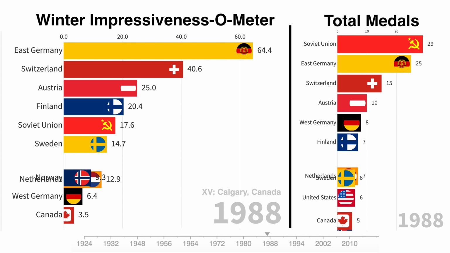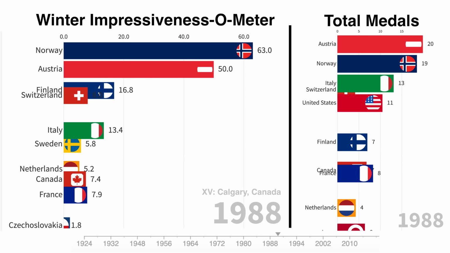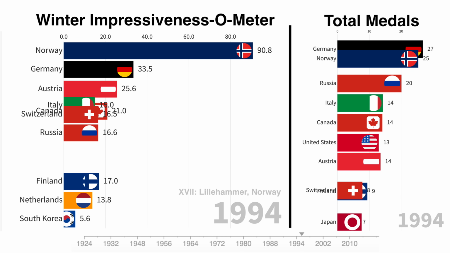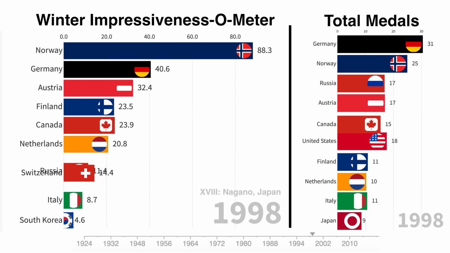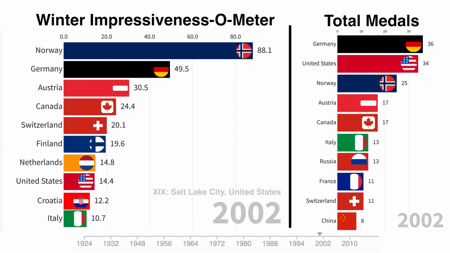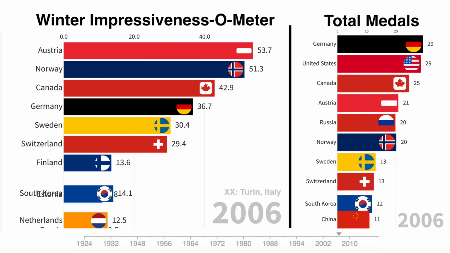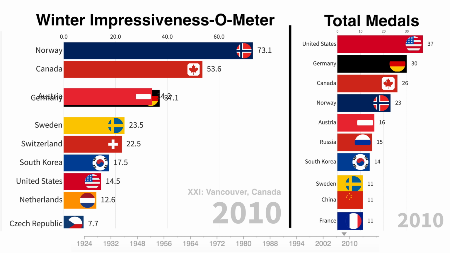Throughout the rest of the 80s, East Germany continues to lead, and then in 92, Norway takes the lead again, while Italy hops into the top 5. From here, things begin to stabilize. Germany and Canada start climbing up the rankings. In 2006, Norway is unseated again by Austria, but not for long.